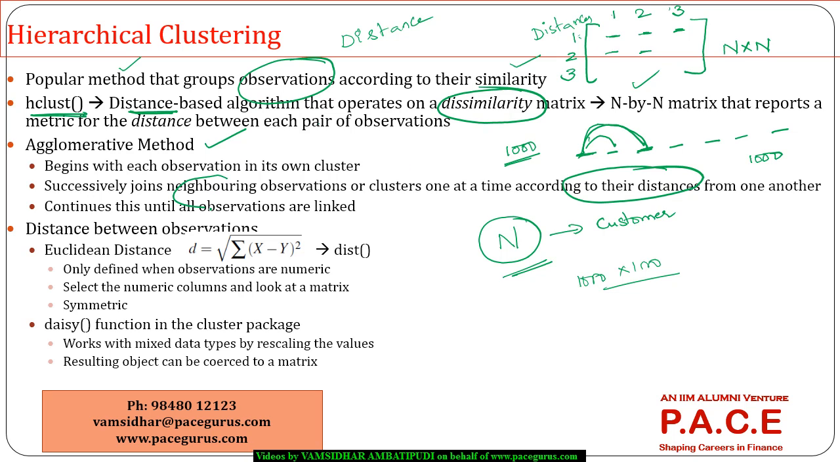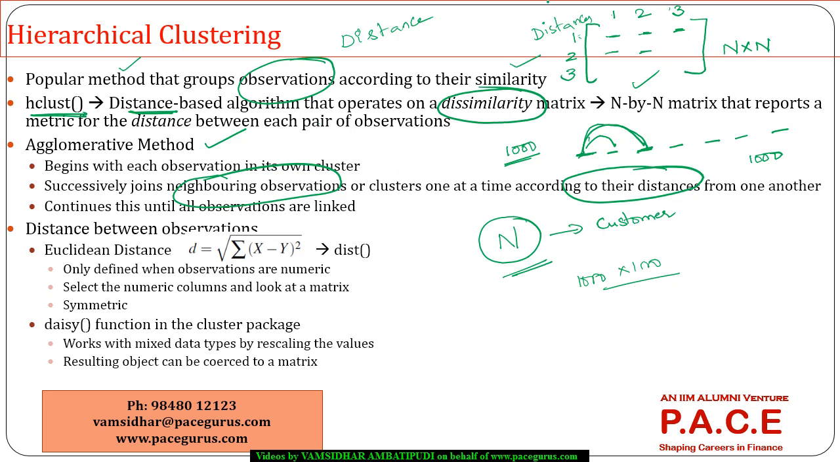It's a successive joining of neighboring observations. It could be a single observation clubbed, or a cluster is clubbed, and this is kept on joining one by one. This process continues until all the observations are linked. If there are 1000, initially they start as 1000 clusters. Each one of them can get clubbed based on the distances. Depending on the distances between the clusters, the ones which are very close to each other keep getting clubbed, and that's how the whole process continues till all of them get clubbed in some form or the other.